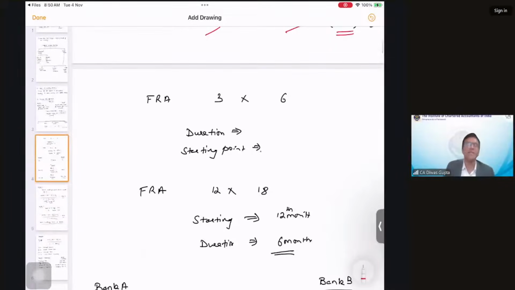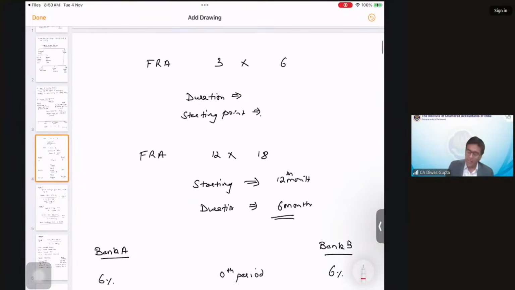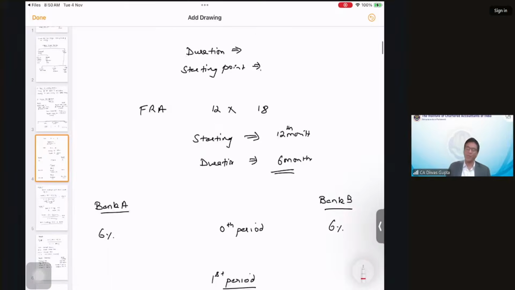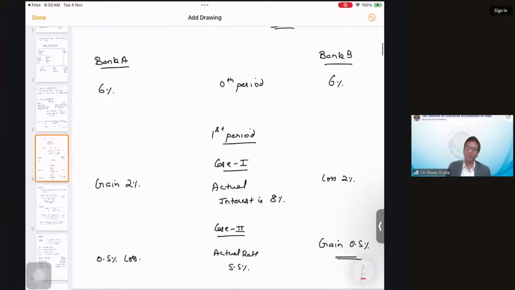So what will FRA 3 by 6 mean? The duration is 3 months, and the starting point is the third month from now. What will FRA 12 by 18 mean? The starting point will be the 12th month, but the duration will be 6 months, which is 18 minus 12, students. Okay? Clear?